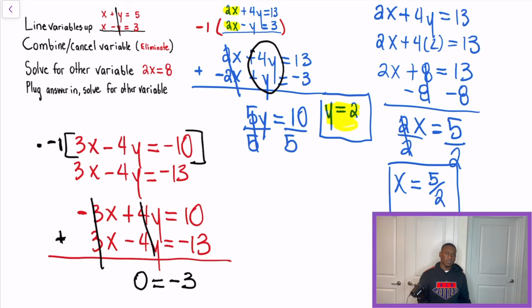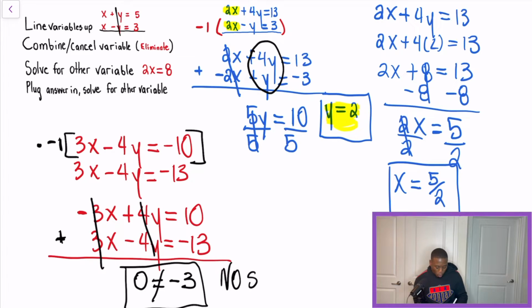But let's think about this real quick, right? Has there ever been a case where 0 is equal to negative 3? Absolutely not. So when we have an answer or a problem like this, guys, where both the variables cancel out, this is a no solution type of system of equations, right? So what this means is that these two equations, the lines, they will never cross each other. They're going to be two parallel lines. There's no x and y that we could solve for, okay?